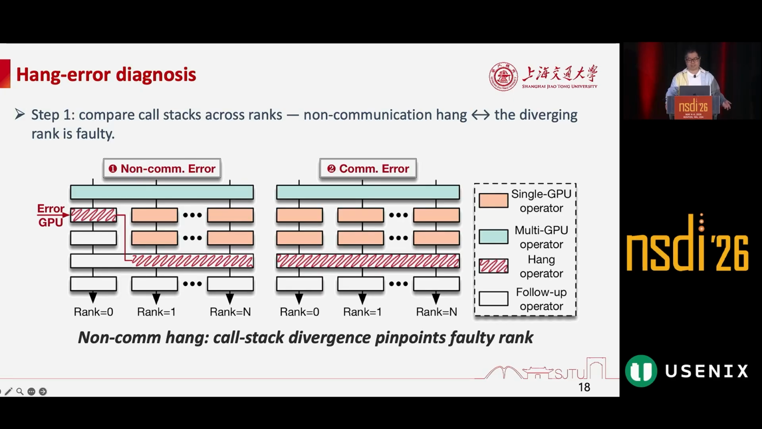If a GPU dies or the OS crashes, the rank is stuck at a non-communication call stack while everyone else will wait on the communication kernel. In this case, we just simply check the stack of each rank. Then the fall-behind rank is the culprit.